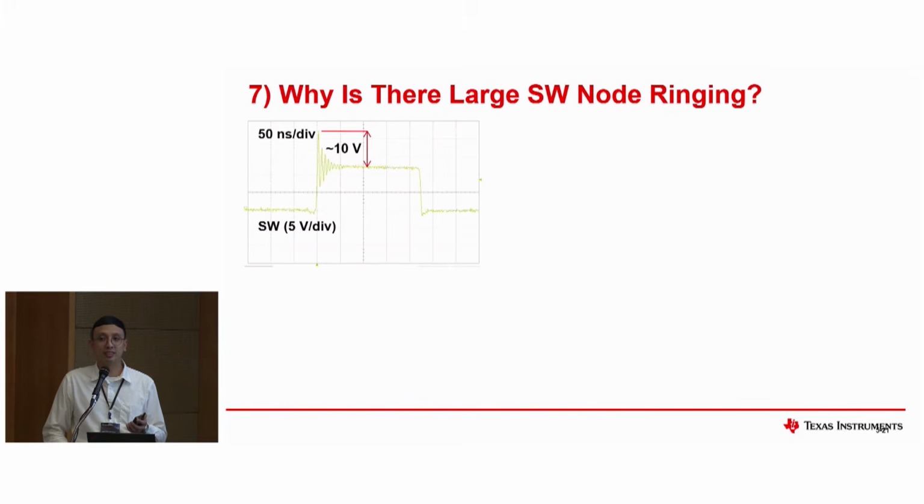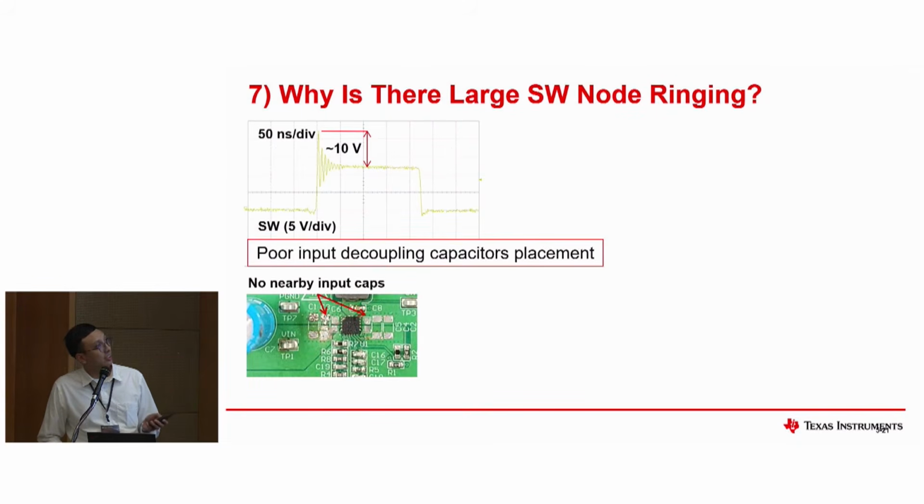Inductance. Oh, the trace inductance. Good guess. The capacitance, okay. Yeah, it's more on the input decoupling capacitor. This design would rarely occur, but just for example purposes, it doesn't have any input decoupling caps. So you could get very drastic overshoots on your switch node ringing.